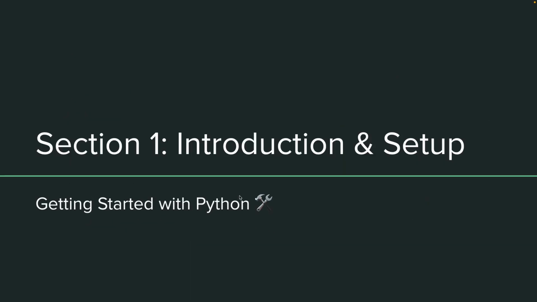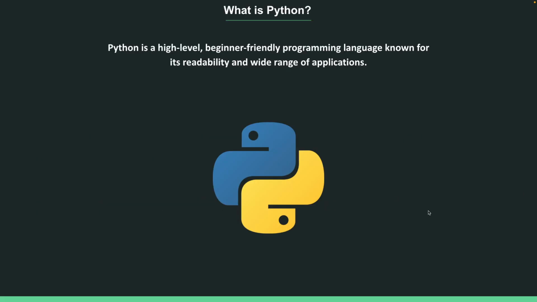So section 1 would be introduction and setup. This would be for us to get started with Python. So what exactly is Python? Python is a high-level beginner-friendly programming language known for its readability and wide range of applications.